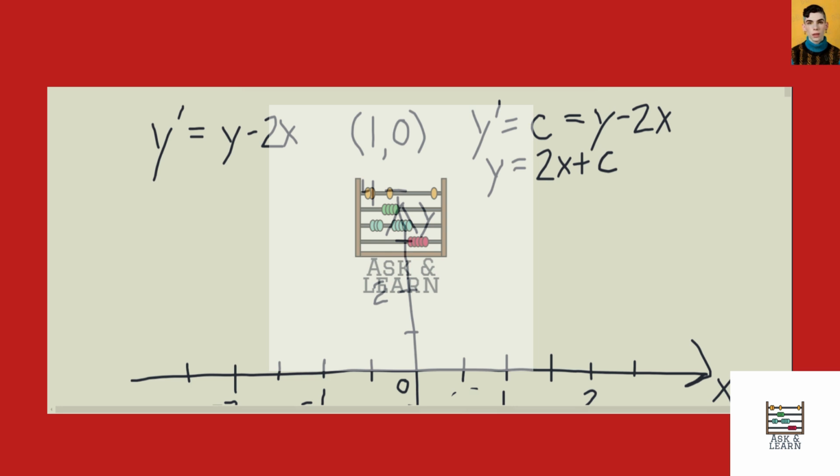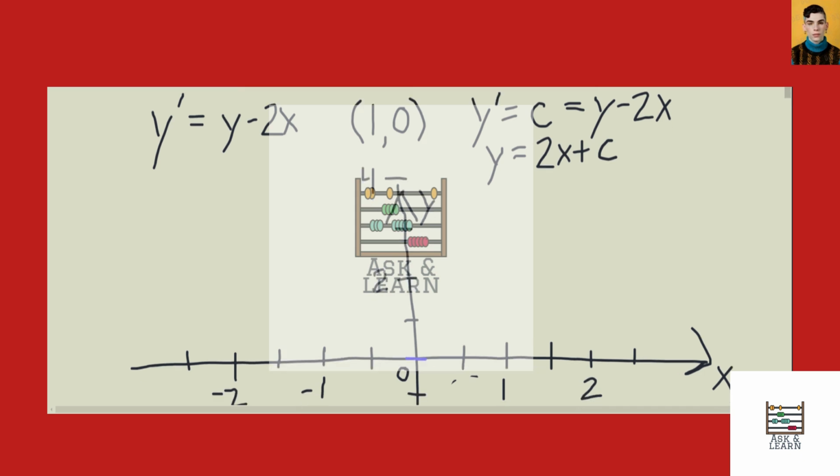So, for example, if we take c to be 0, we find all the points which have y prime at that point equal to 0. These are all the points which lie on the line y equals 2x. In particular, this includes the origin, the point (1, 2), and the point (2, 4), and all the points in between on the line.